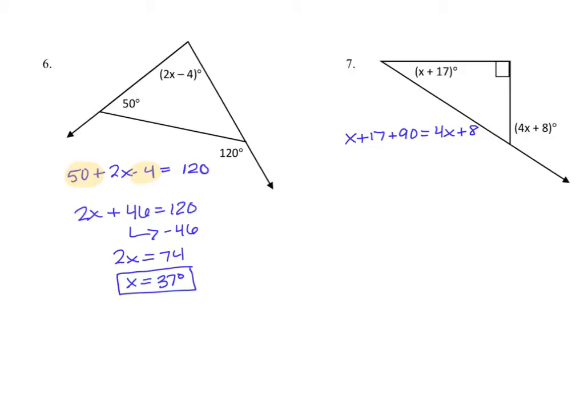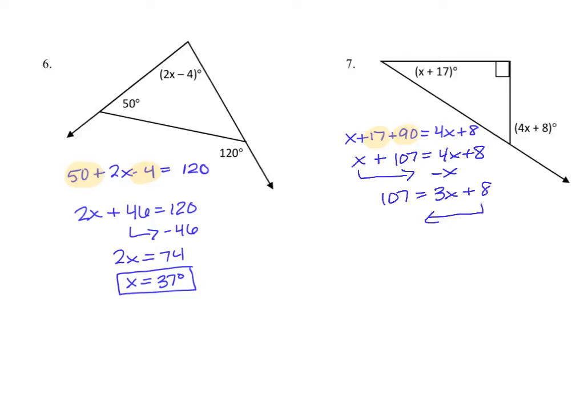I'm going to go ahead and combine my like terms. So you have like terms of 17 and 90. So we have x plus 107 is equal to 4x plus 8. I'm going to subtract the x over to keep a positive variable term. So that will give me 107 equals 3x plus 8.